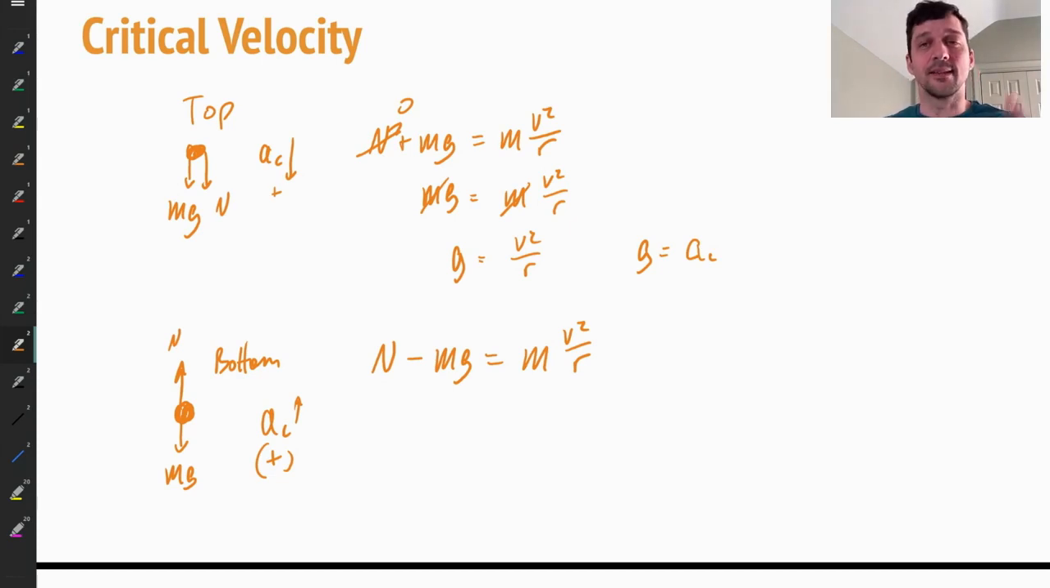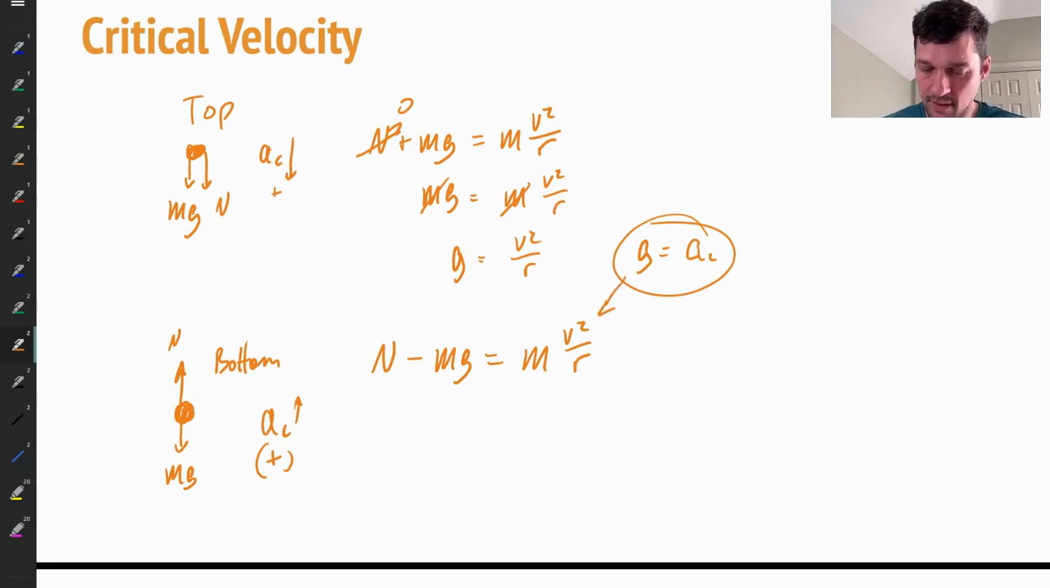So if that's the case at the top, what's going on at the bottom? Well, if the centripetal acceleration is equal to g at the top, it doesn't matter where you are, the centripetal acceleration is equal to the centripetal acceleration.